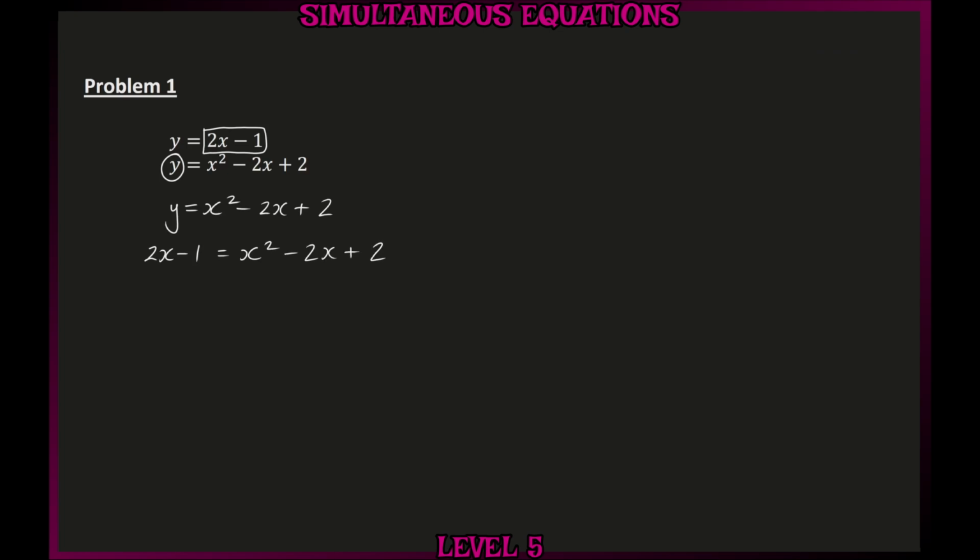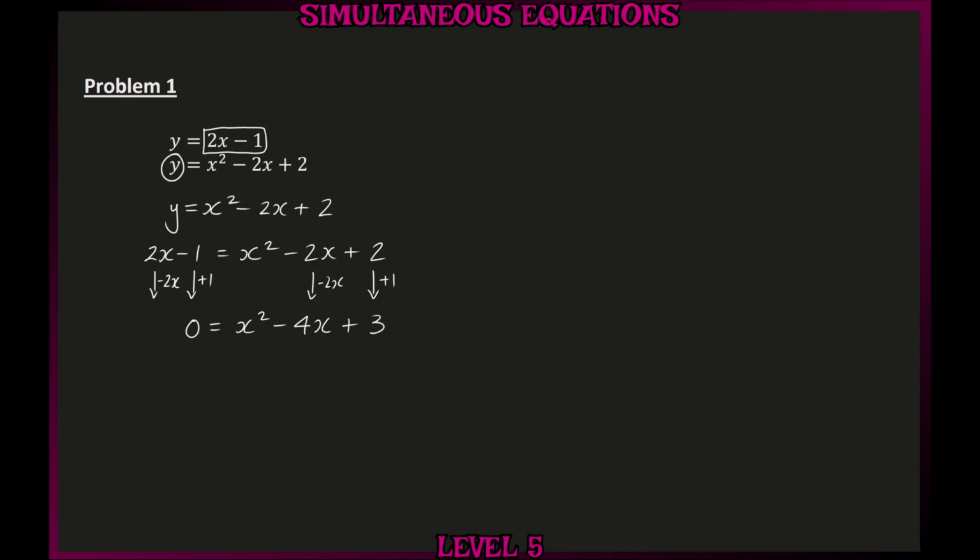What we now have is a quadratic in terms of x, and to solve a quadratic we need to make it equal to 0. So I'm going to subtract 2x from the left side and do the same on the right, and I'm also going to add 1 to the left to get rid of the minus 1 and do the same on the right. On the left, the 2x and the minus 2x, the minus 1 and the plus 1 all cancel out to leave us with 0. And on the right, we have x squared, minus 2x minus 2x is minus 4x, and 2 plus 1 gives us positive 3.